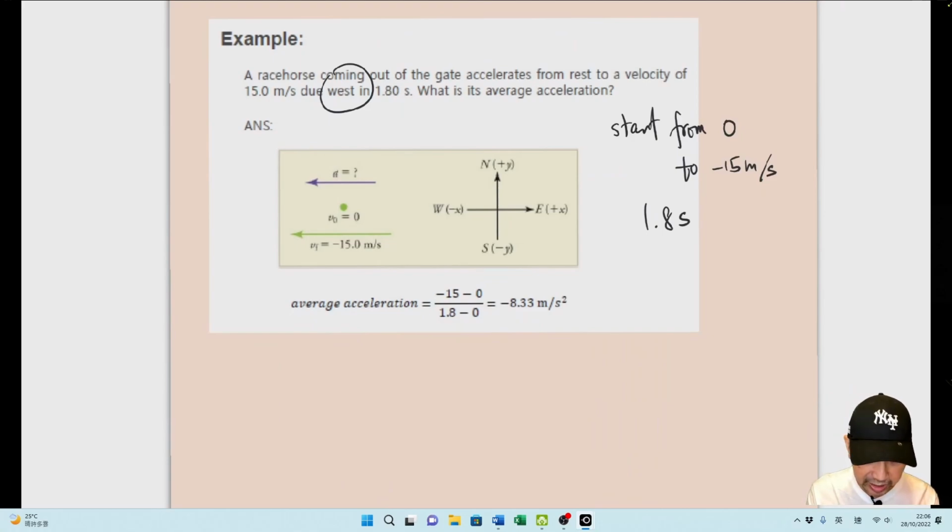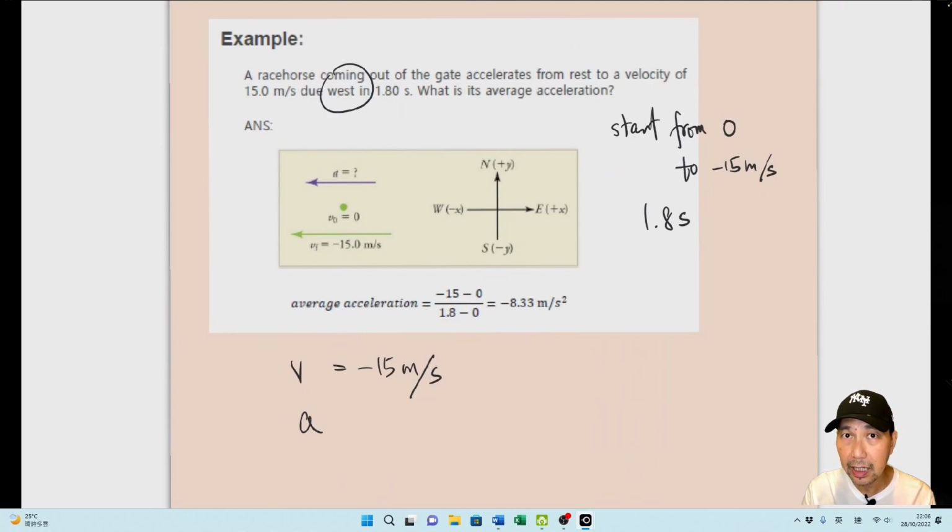We'll check one more thing in this example. The velocity is negative 15 meters per second, and the horse goes from rest to 15 meters per second, so it accelerates, but the sign is negative 8.33 meters per second squared. In the last diagram, we said that velocity and acceleration always have the same sign. So these examples tell us the same thing: they have the same signs.